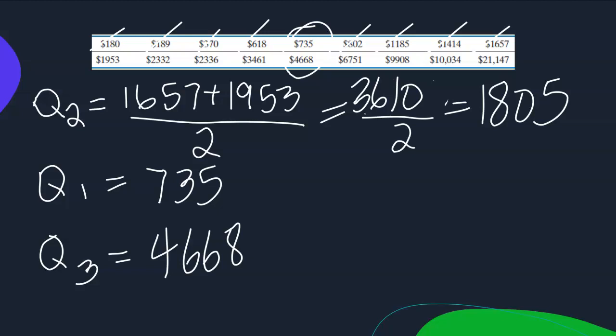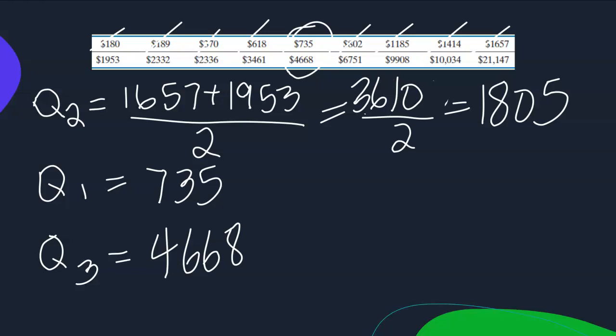So you take the median of the top half to give you Q1, and the median of the bottom half to give you Q3. So your Q1 is the 735. That is the number that separates your bottom 25% of data from your top 75% of data. Your Q3, which is 4,668, is the number that separates your bottom 75% from your top 25%.